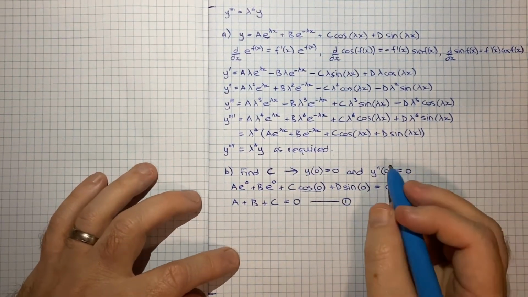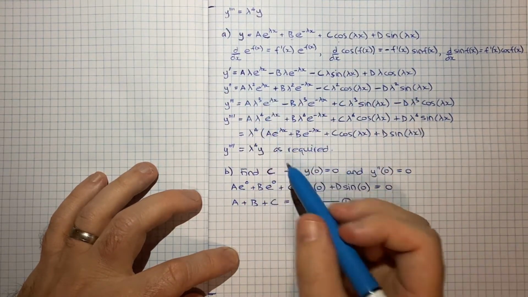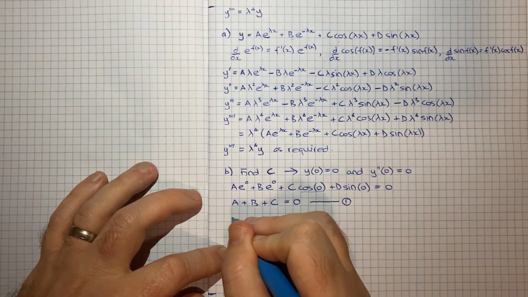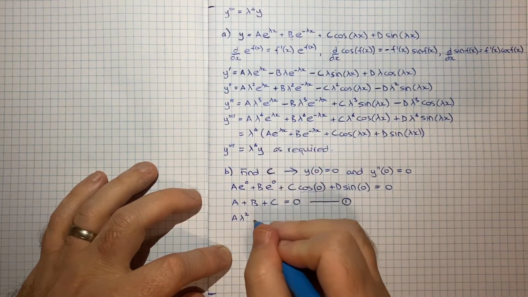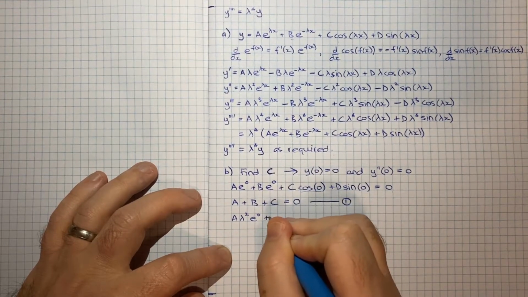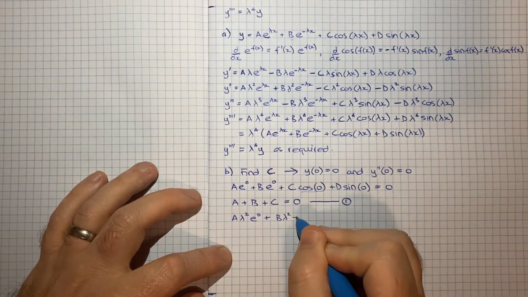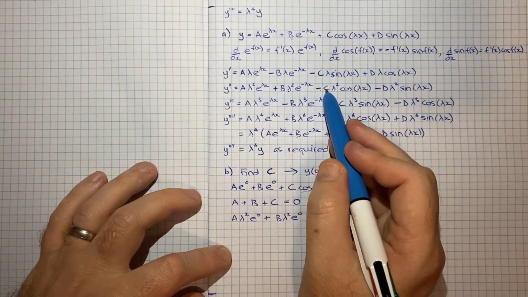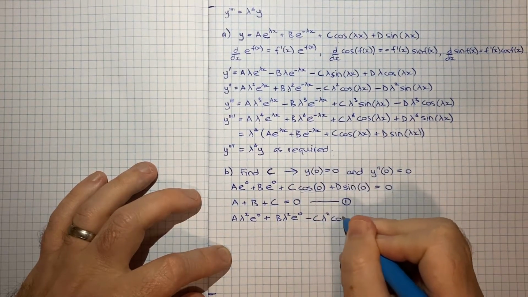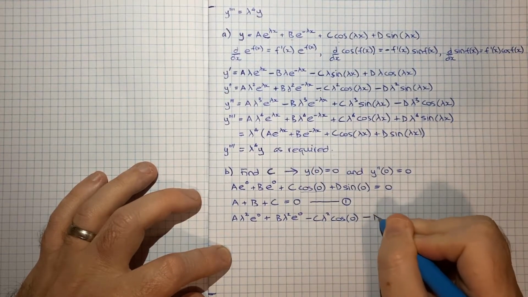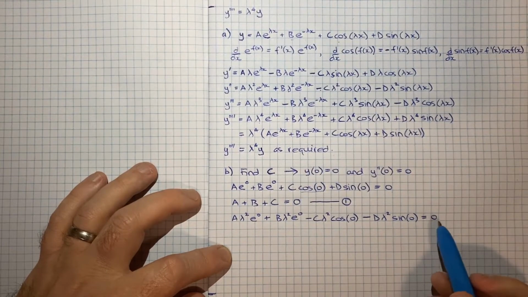Now if we look at our y double dash and we set x equal to 0, we'll get a lambda squared e to the naught plus b lambda squared e to the naught minus c lambda squared cos naught minus d lambda squared sine naught. That's all equal to 0.